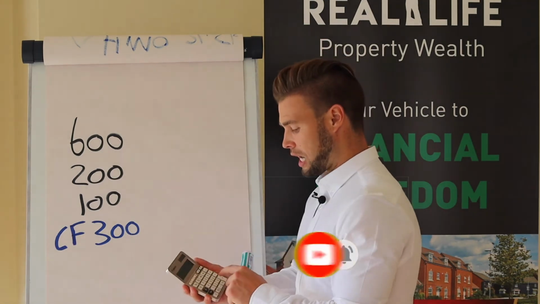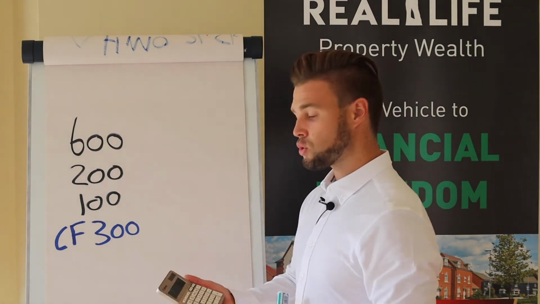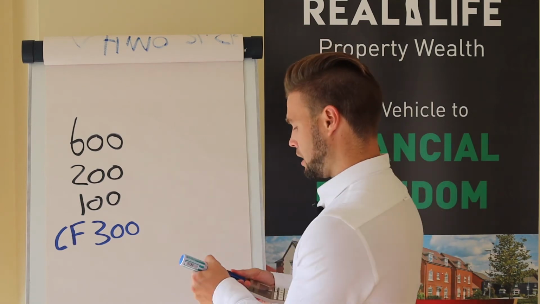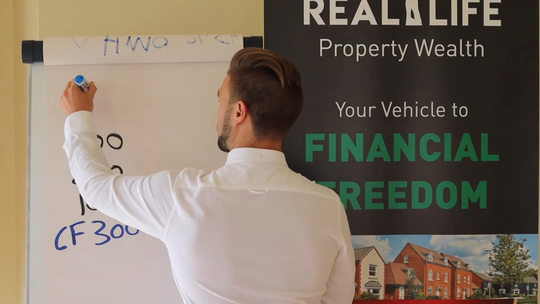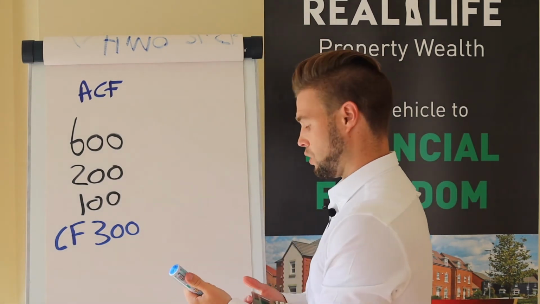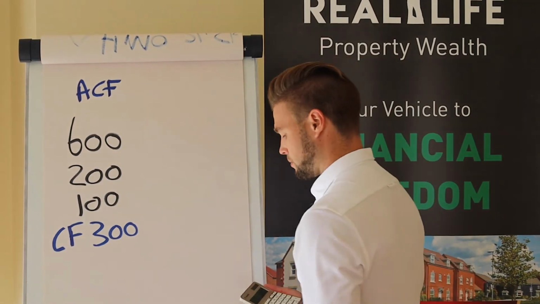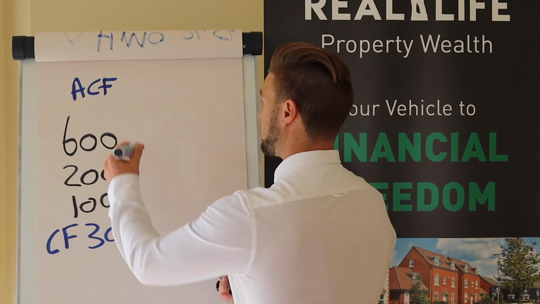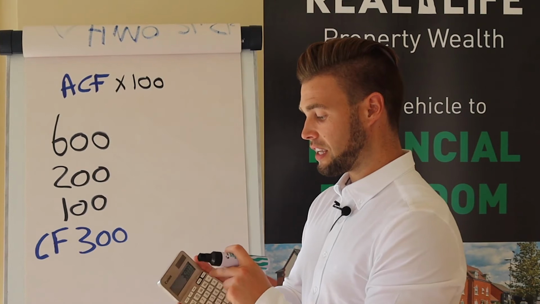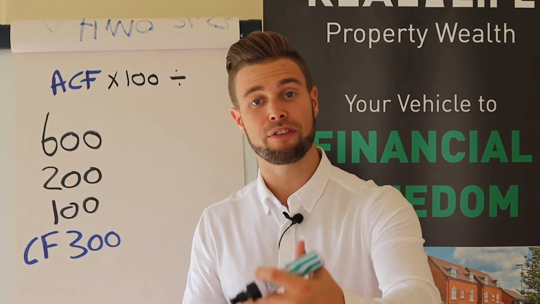So you're going to take your cash flow of 300. Then you're going to times it by 12 to give you the annual cash flow. So that's the first piece in the formula, the annual cash flow. I want to make this as easy as possible for you. Then what we're going to do is times by 100. Then we're going to divide by the money that is left in.